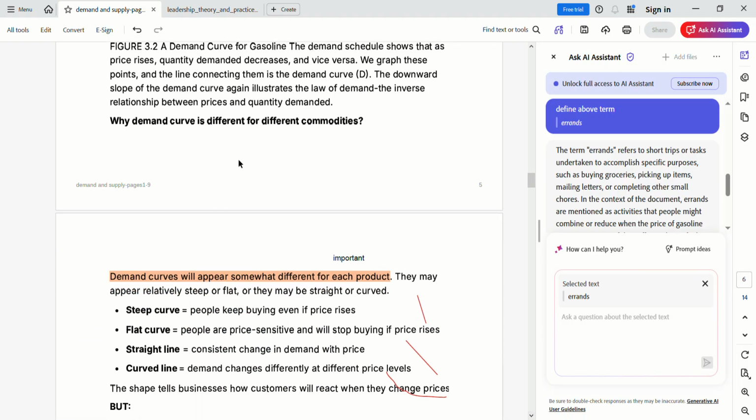Again, why the demand curve is different for different commodities is an important point. The demand curve is a graphical representation; we can see one shape, a second shape, and a third shape of the curve. We can see that with the steep curve, people keep buying even if the price rises.